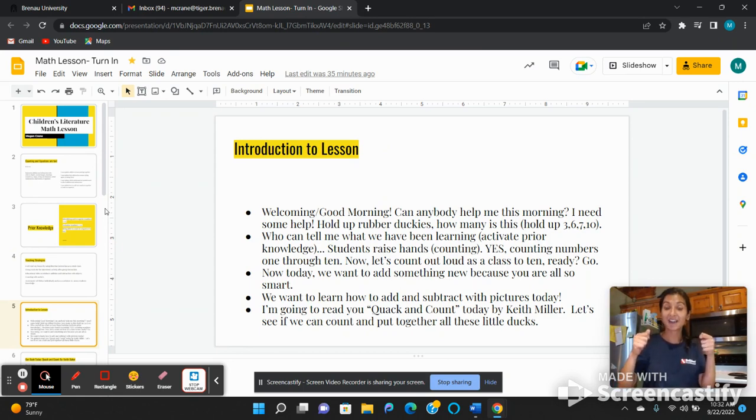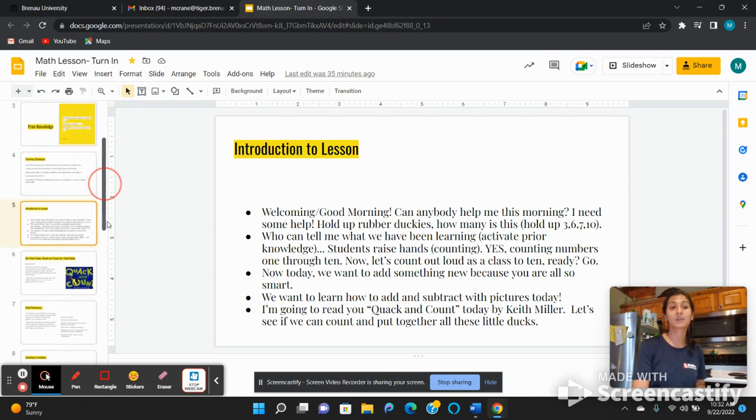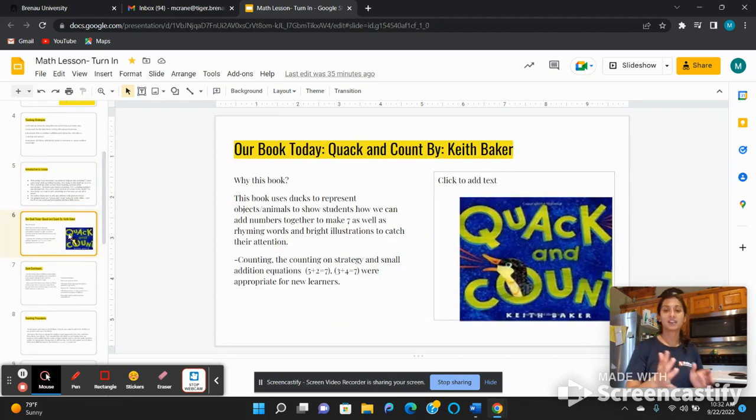Hold up Quack and Count. This is the name of our book today. Can anybody read it to me and the author's name? Let's see if we can count and put together all of these little ducks. You can even ask students what they think the book is going to be about, and then introduce the book.